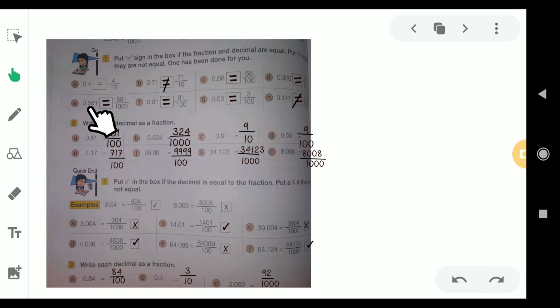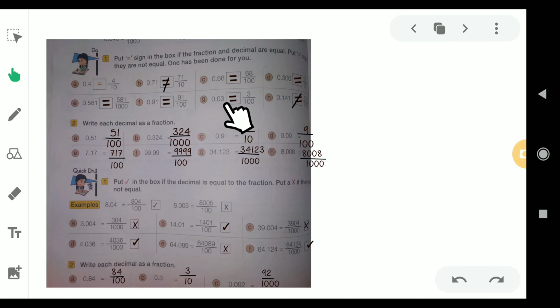It is 0.581. How many decimal places are here? 1, 2, 3. So 3 zeros are there in the denominator and we got 581 as the numerator. So both are equal. Use the equal sign here. It is 0.91. 2 decimal places are here. So there are 2 zeros in the denominator and we got 91 as the numerator. So both are equal. Use the equal sign here.